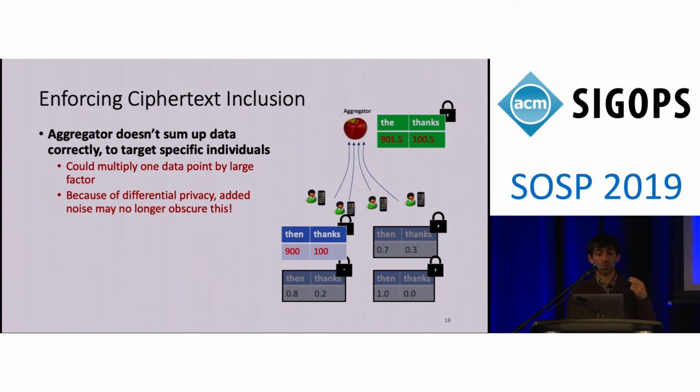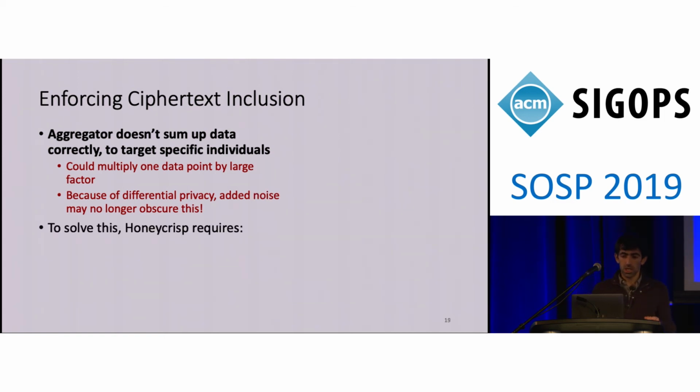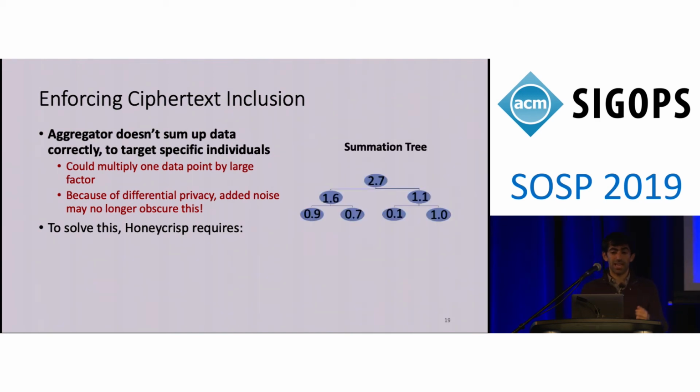So if we multiply one user's data by more than, say, the size of the entire user base, the amount of noise does very little to obfuscate this individual information. So to solve this, Honeycrisp requires what we call a summation tree. The leaf nodes are going to be the individual data points. Every parent interior node is going to be the sum of its children. And the root node is going to be the total sum.